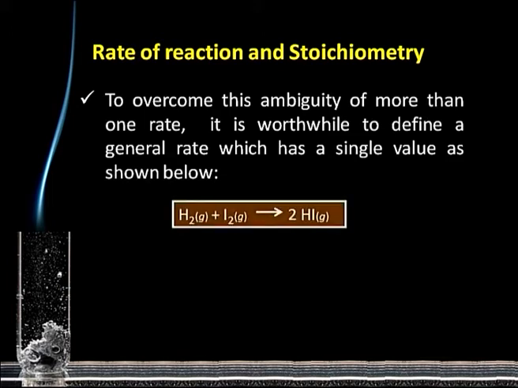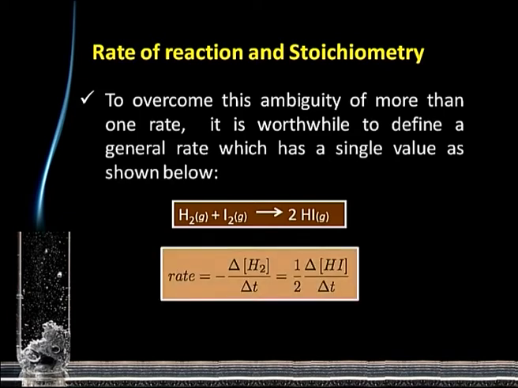Take this example, H2 plus I2 giving you 2HI. If I express the rate of reaction in terms of, say, H2 and HI, I have taken into account the stoichiometric coefficient, so that the rate with respect to H2 as well as with respect to HI is the same. That is exactly what we have to do.